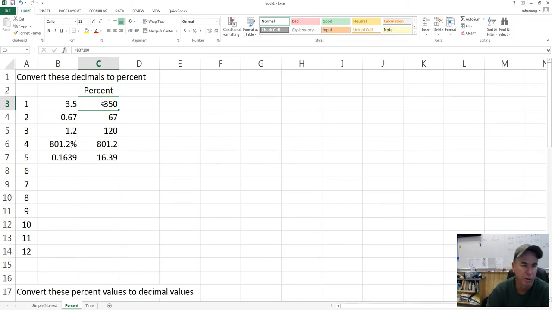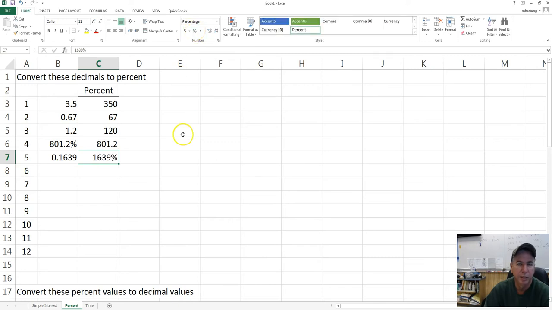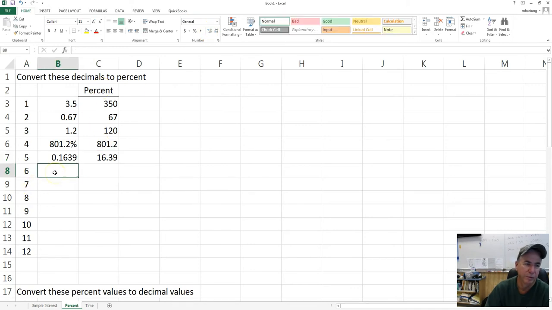16.39% is different than 16.39. The way you can tell that is if you were to take this value here and convert it to a percent, you will see it is much larger, 1,639%. And that's not what we want. So we're going to say percent for everything here.